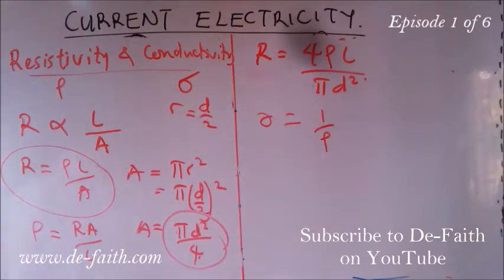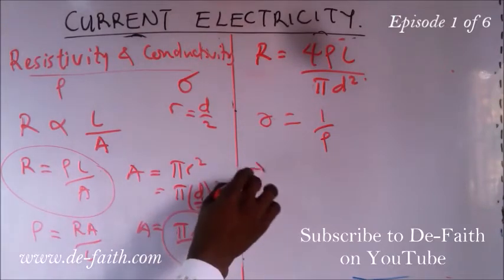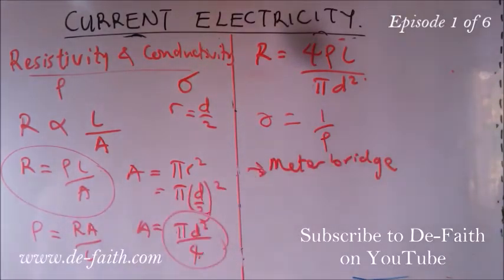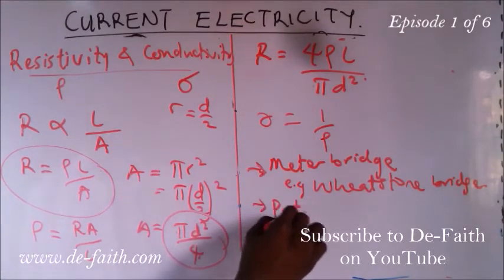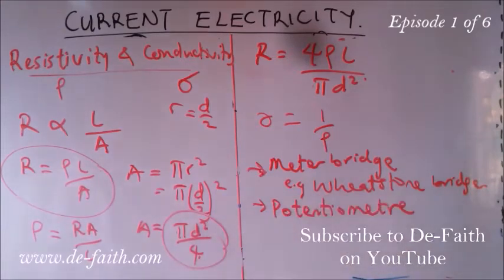Then another thing we need to talk about is the meter bridge. Now the meter bridge is a device for measuring resistance of a material, and a form of meter bridge is the Wheatstone bridge. It is used for measuring it. And another one we have is the potentiometer. The potentiometer helps to give very accurate measurement of resistance. So we shall look at some questions.